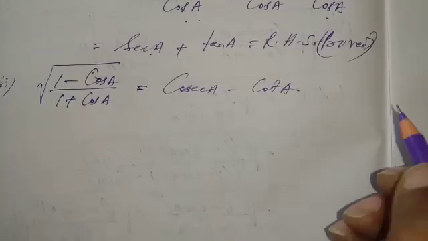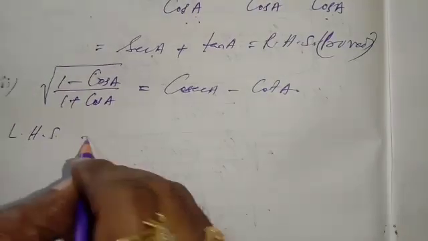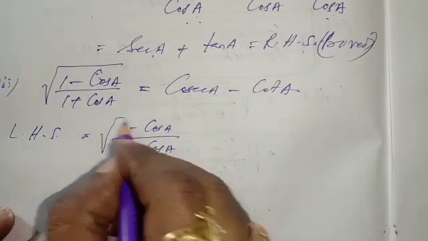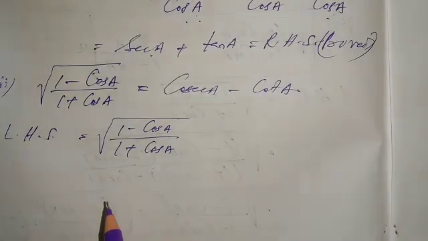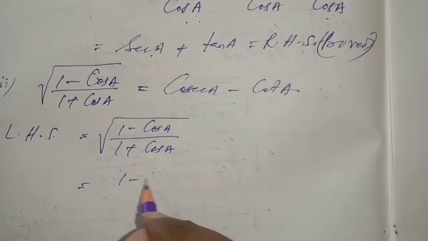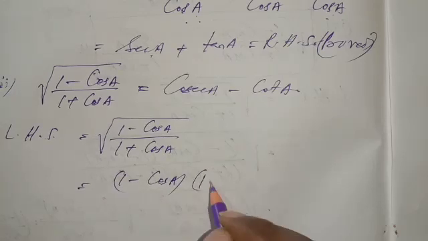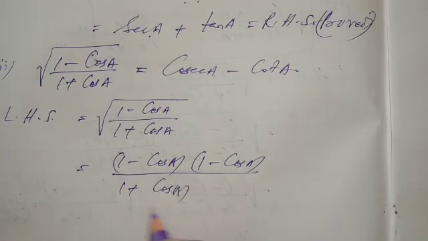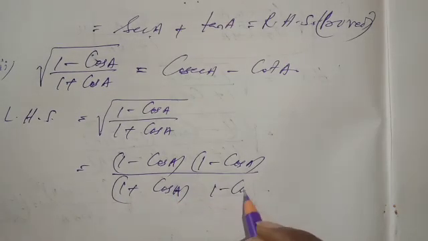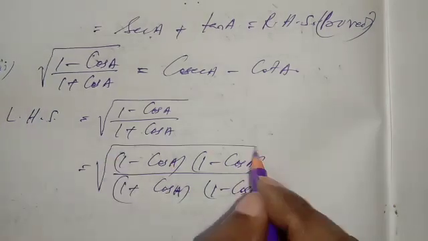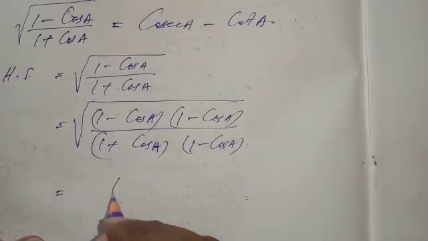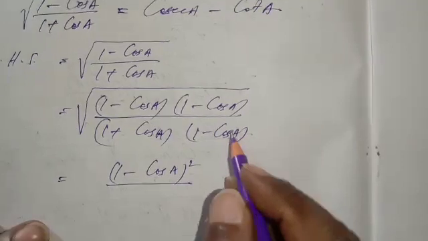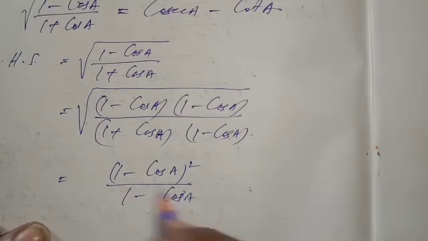First of all, you have to write the left hand side: root over 1 minus cos a by 1 plus cos a. You have to rationalize the denominator, multiplying 1 minus cos a both up and down. The numerator will be 1 minus cos a whole square, and the denominator will be 1 plus cos a into 1 minus cos a, which is 1 minus cos square a, all inside the root.